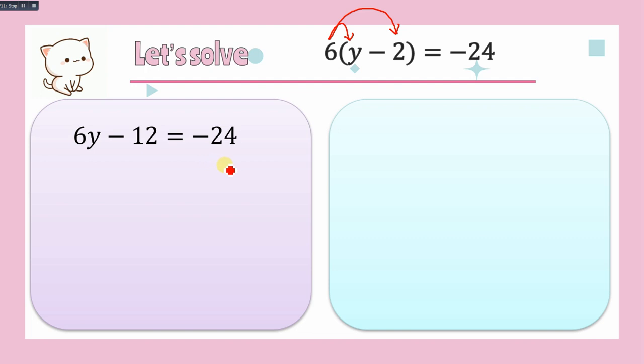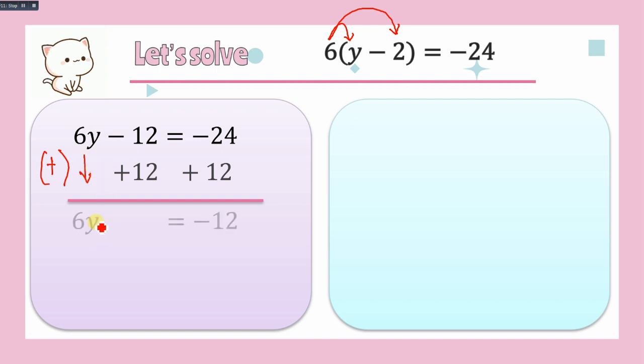Again, we can now apply the addition property of equality, wherein we cancel the negative 12 in order to find the value of y. So we add positive 12 to both sides. This will now become 6y, we bring it down, and then negative 12 plus positive 12 is 0, cancelled out. So we have negative 24 plus 12, and we got negative 12. So we now have 6y equal to negative 12.